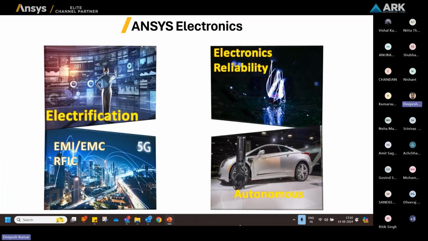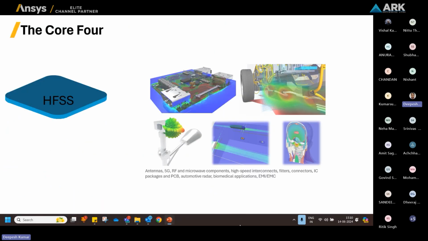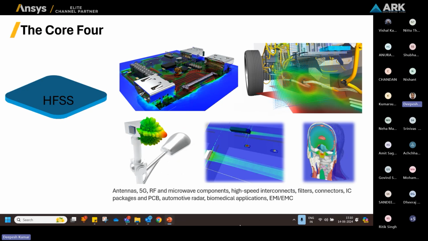So in Ansys Electronics, there are quite significant challenges in areas like electrification, EMI, EMC, RFIC, 5G, 6G, and reliability in terms of automotive, aerospace, and the consumer electronics industry. So these are the products which can be quite helpful when you do these kinds of analysis at very high speed and high data rate.